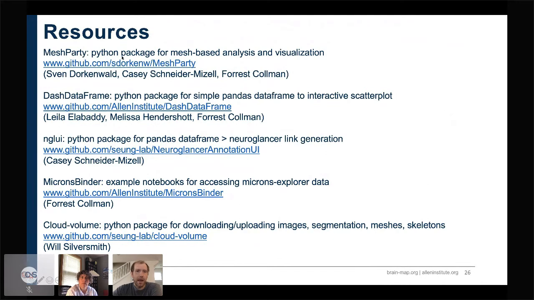MeshParty is a package for doing mesh-based analysis and visualization. DashDataFrame is a Python package that really simplifies taking a pandas data frame and making Plotly Dash interactive scatter plots and other interactive plots like I showed you earlier. NGL UI is a Python package which simplifies taking pandas data frames and creating Neuroglancer links. That's really used in conjunction with DashDataFrame in making those dynamic scatter plots. There's also CloudVolume, which is a Python package written by Will Silversmith from the Seung Lab, which is a one-stop location to download and upload images, segmentations, meshes, and skeletons, both from local disk as well as cloud locations.